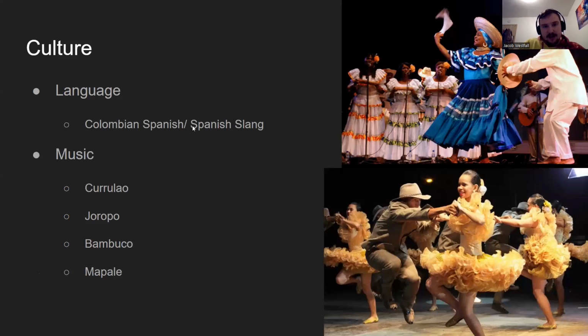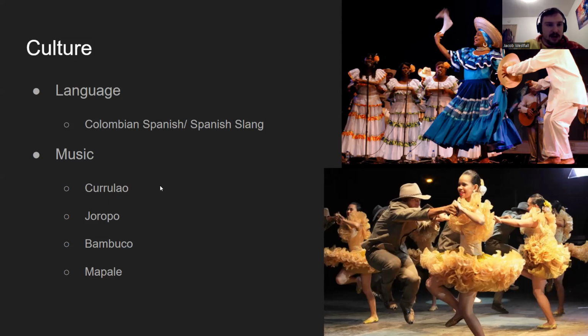So other cultures include language. They speak Colombian Spanish, and Spanish slang is very popular in Colombia. So using slang words, kind of English-infused Spanish, using English words every now and then in their Spanish is very common.